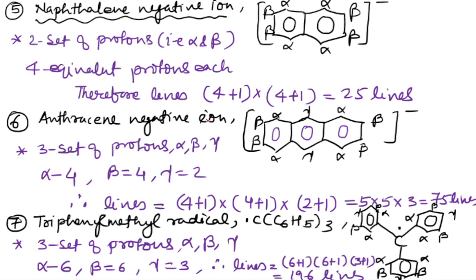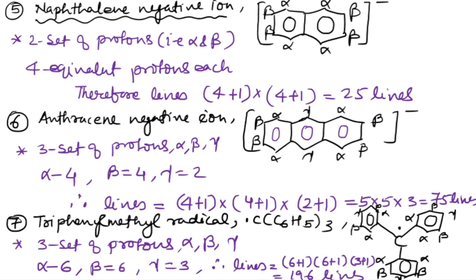Therefore the lines you will get are 4 plus 1 due to alpha, and 4 plus 1 due to beta. If you multiply these, you will get 25 lines. Similarly for anthracene, here you will get 3 sets of protons, alpha, beta, gamma, and similarly you will get 75 lines. Similarly for the triphenylmethyl radical, you will get 3 types of protons, and you will get 196 lines.